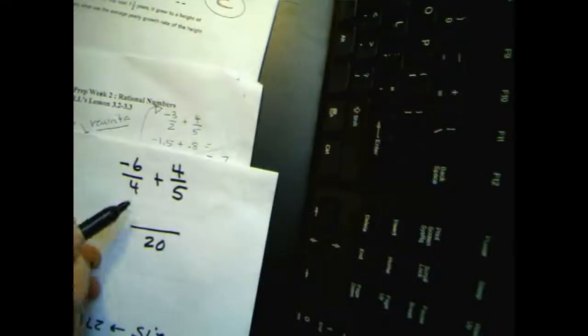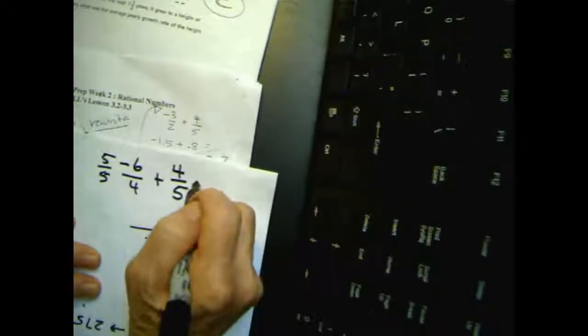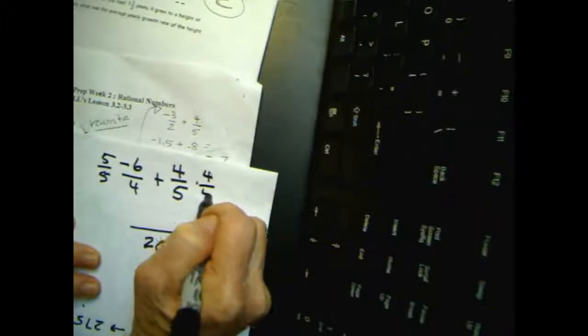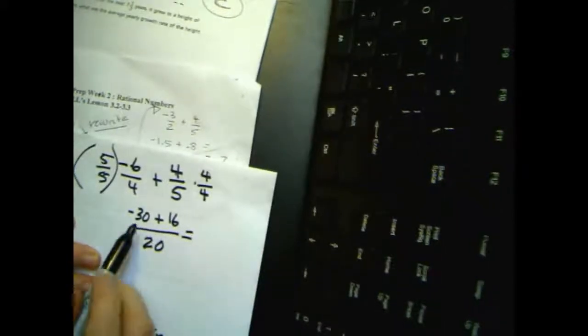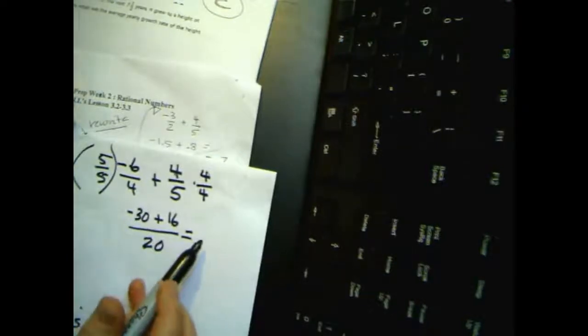In order to get from 4 to 20, I multiply this side of the equation by 5/5. To get from 5 to 20, I'm going to multiply this side of the equation by 4/4. 5 times negative 6 is negative 30. 4 times 4 is 16. So then I'm simply going to add negative 30 to positive 16, and my denominator will stay the same at 20. So if it were 15, that would be 15, but it's one bigger.